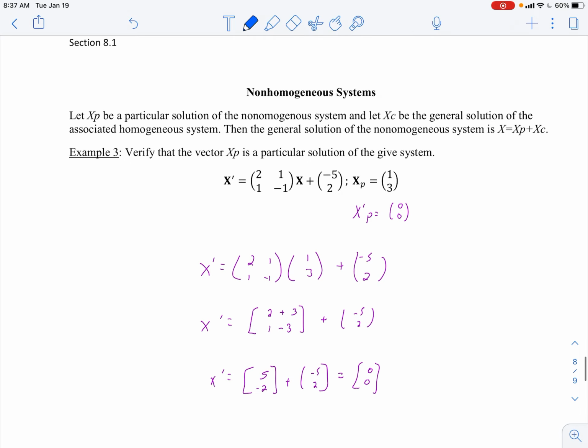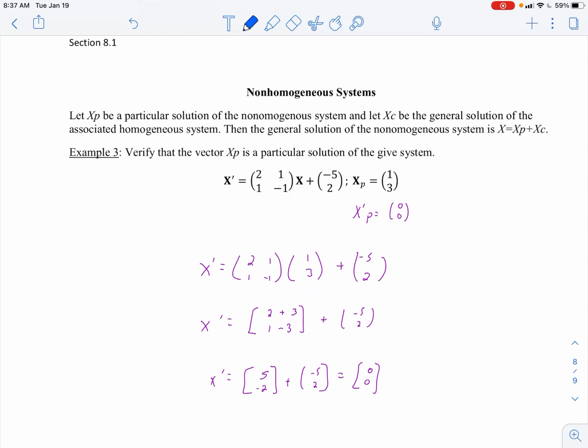And so example 3: verify that the vector x of p is a particular solution of the given system. Again, we're just doing the same thing. Here is the solution matrix that they gave us. Let's take the derivative, and we get 0, 0. Now we're going to set that on the left, and on the right we're just going to plug in this x of p into that x. So we're going to have the matrix 2, 1, 1, negative 1 times x, which is 1, 3.